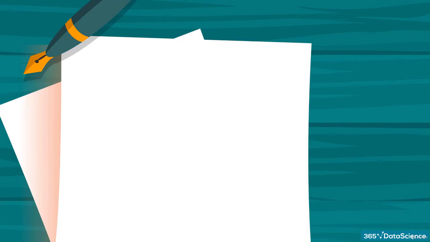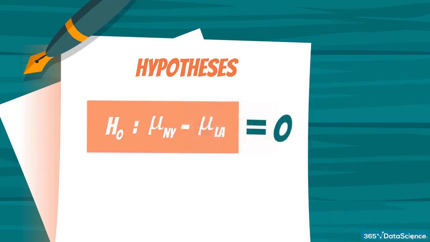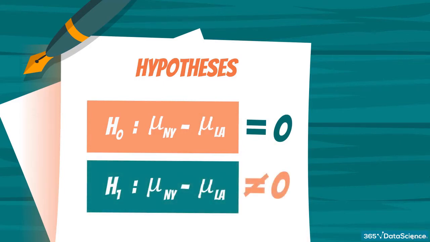Let's state the null and alternative hypotheses. H0: Mu in New York is equal to mu in LA, or mu New York minus mu in LA is equal to 0. H1: Mu in New York is different than mu in LA. Mu in New York minus mu in LA differs from 0.